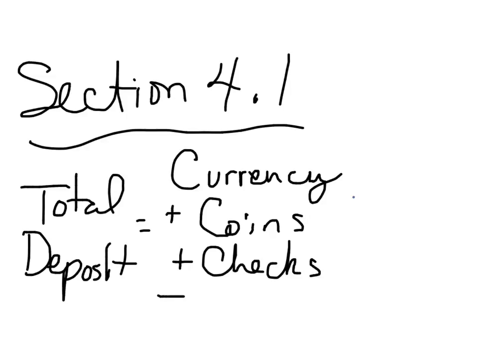And then you're going to minus out any cash received. Okay, so for instance, if I wanted to go deposit a check for $500, but I wanted to keep $50 back for myself just to have physical cash on my person, that would be a cash receipt. So what we're going to do is take all the cash plus any coins plus any checks and then minus the cash received.